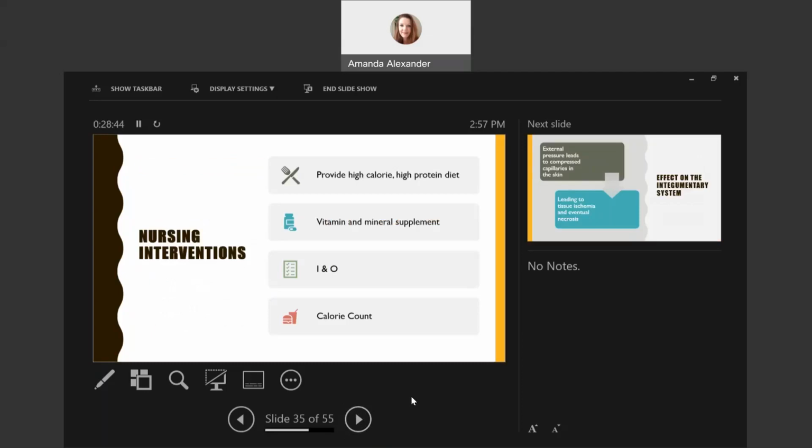Some nursing interventions to prevent the previous: provide a high-calorie, high-protein diet, vitamins and minerals. Keep an accurate I&O and a calorie count.